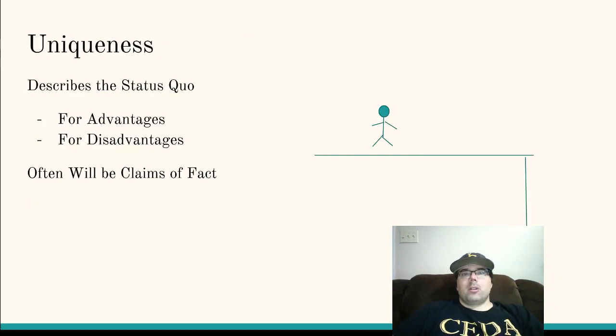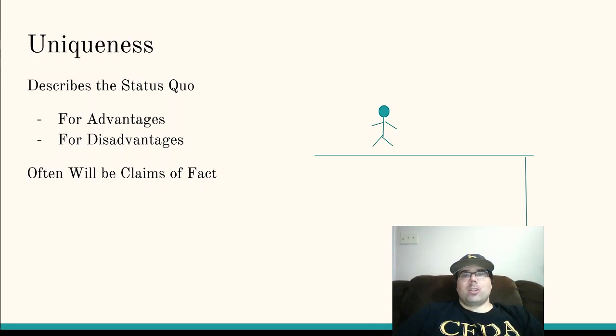The first part of an advantage or a disadvantage is a uniqueness claim. And a uniqueness claim describes what is going on in the status quo. For this sort of conversation, we're going to look at a cliff over here and our friend Frederick right there, who is standing near a cliff. So uniqueness is going to describe what he is doing right then and there.